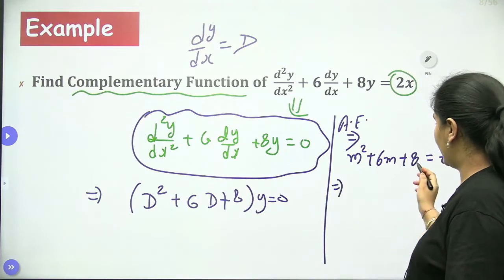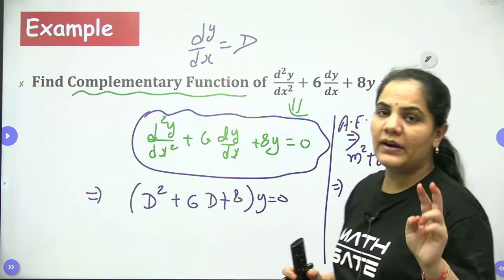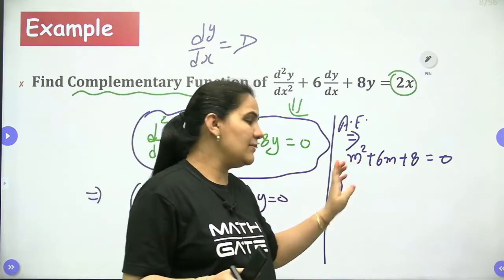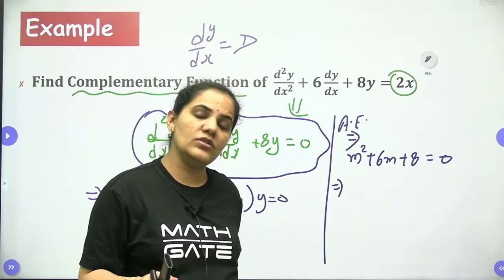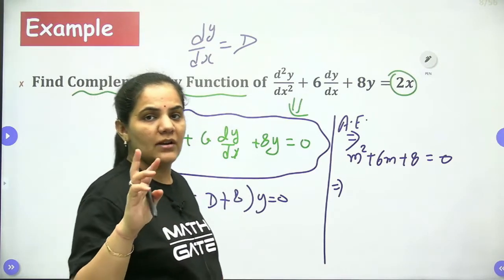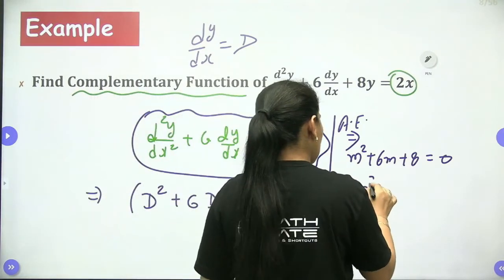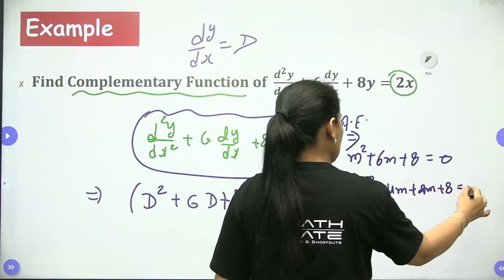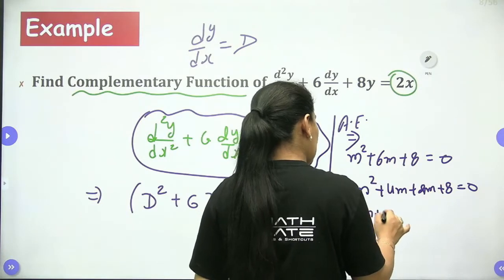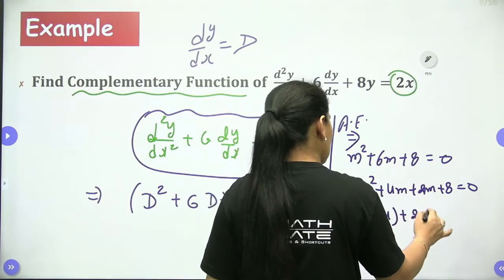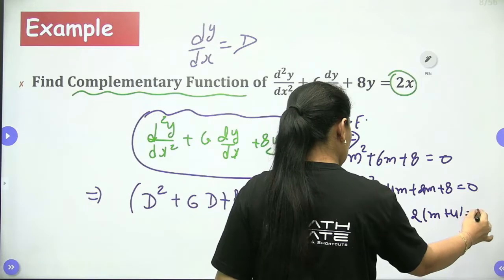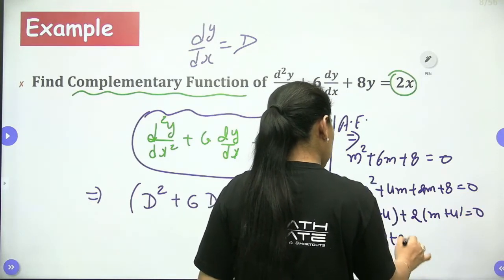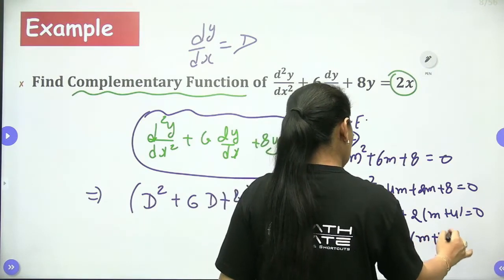So we have to do the factors. We have to find those two factors whose multiplication will be 8 and by adding we want 6, right? So we can go for numbers 4 and 2. Yes, so we can write m square plus 4m plus 2m plus 8 is equal to 0. We can write it as m plus 4 times m plus 2, so the factors will be m plus 2 and m plus 4 is equal to 0.